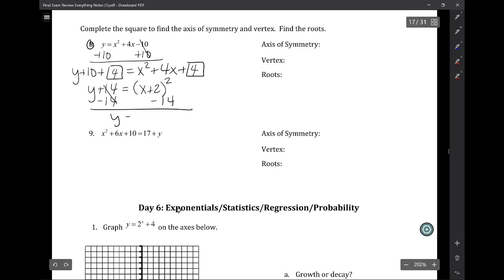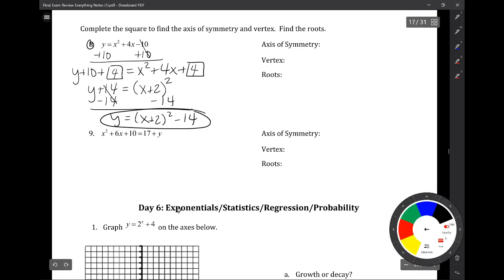Get y by itself. And now you have it in what's called vertex form. If that's in vertex form, think in terms of transformations. This graph is being shifted. Let me change my color so you don't get confused. This is going down 14 and left 2. That's going left 2 and down 14.